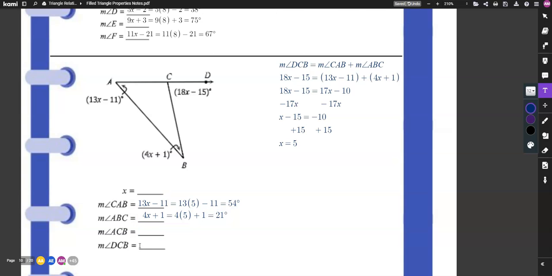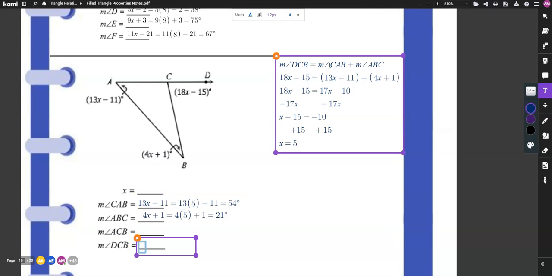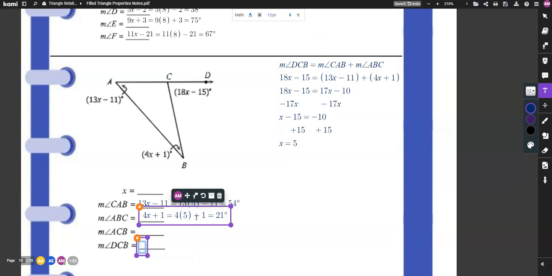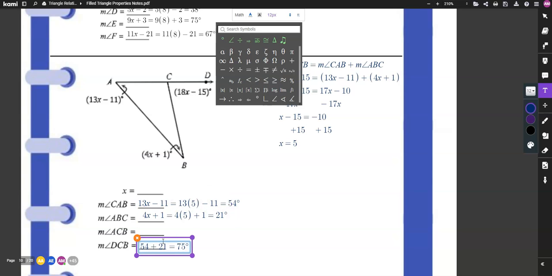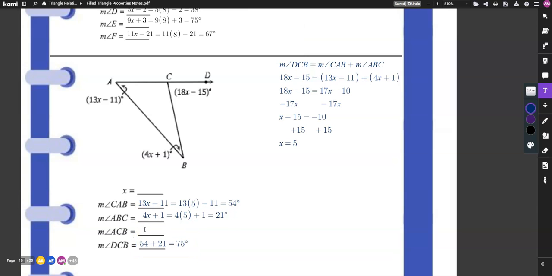What I'm going to do next is DCB. And DCB, again, is equal to the sum of CAB and ABC. So I could do 18 times 5 minus 15, or I could do 54 plus 21, which is going to be equal to 75. And because angle DCB is a linear pair with angle ACB, or we could do it with the interior angle sum, either way, we're going to take 180 and subtract 75. And we are going to have an angle measure of 105 degrees.